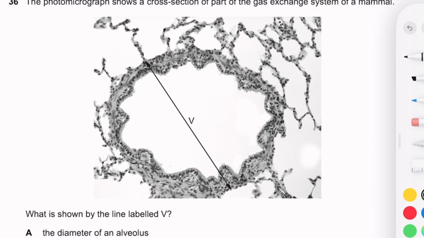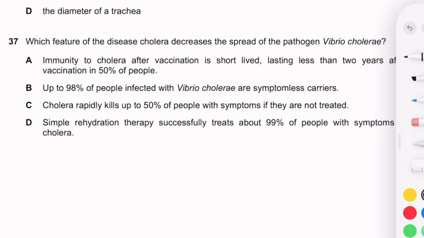What is shown by the line labeled V? So the line labeled V is the diameter of, I suppose this is a bronchus, but no, there's no cartilage here, and so I'd assume it's a bronchiole. 36 is B. 37. Which feature of the disease cholera decreases the spread of the pathogen Vibrio cholerae?